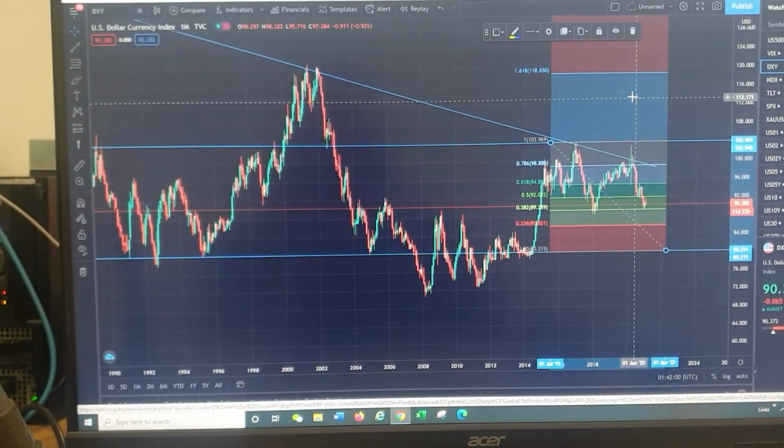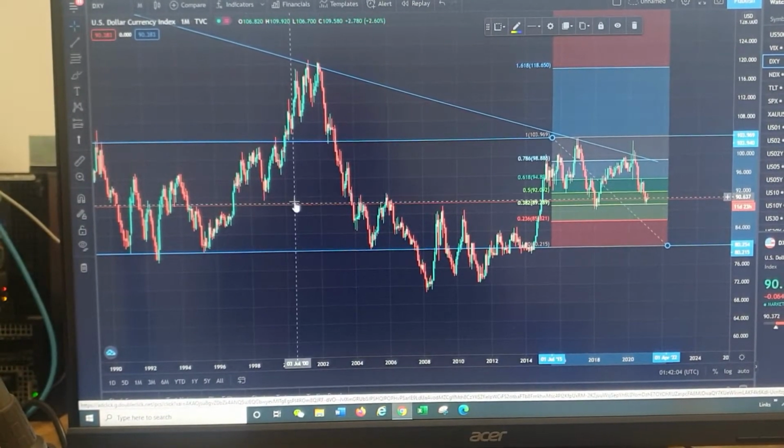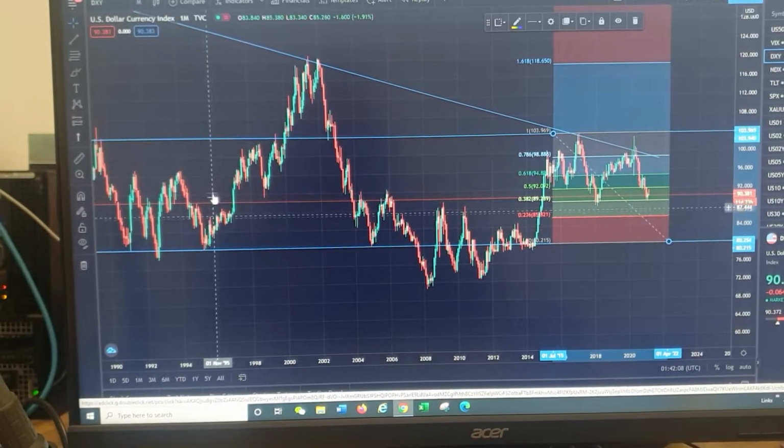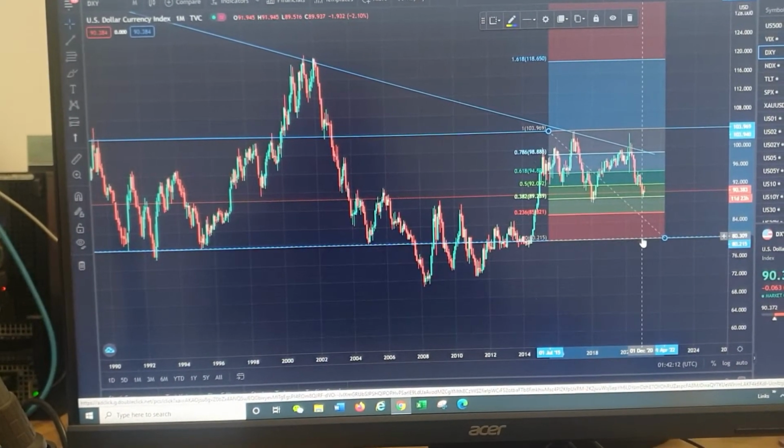This is interesting. Just looking at the US dollar index, this is the monthly chart as well, so it's very long term. The DXY is in this sort of range and periodically pops out of it, under and over.